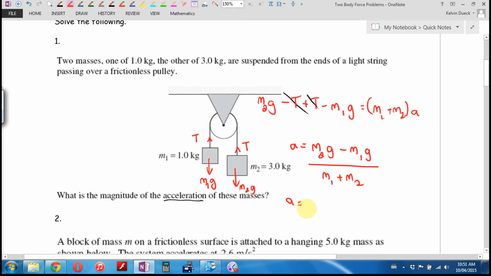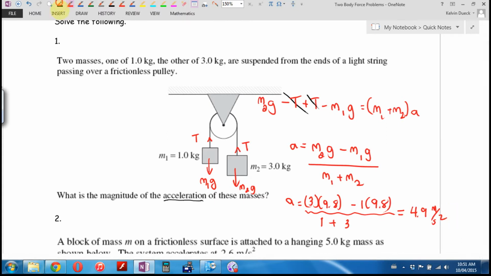It's going to be 3 times 9.8 minus 1 times 9.8 divided by 1 plus 3. Can I do this in my head? It's going to be 19.6 divided by 4, which is 4.9. Yeah, I did do that in my head. Meters per second squared.